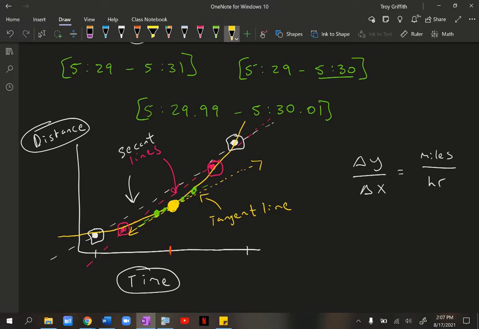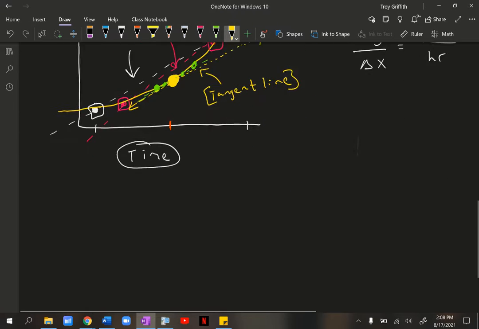It's like we took a bunch of secant lines and pushed the points closer and closer to the data point where we were trying to find the rate of change. Those points get so close that we just touch the function at that one point in time. If we can find the slope of a tangent line, then we're figuring out exactly how fast something is changing at a particular point in time.